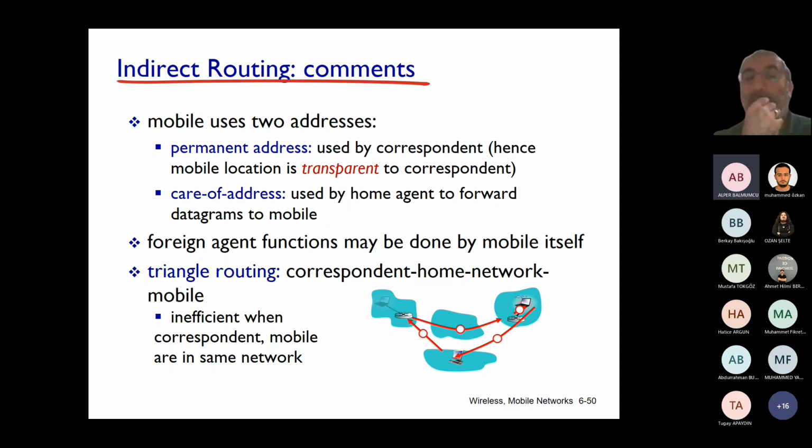But there's a problem with this indirect routing because we have a triangle routing problem. It's inefficient when the correspondent and mobile are in the same network. So as you see, it goes to the home network, then from the home network is routed to the visited network. That's why it's inefficient.